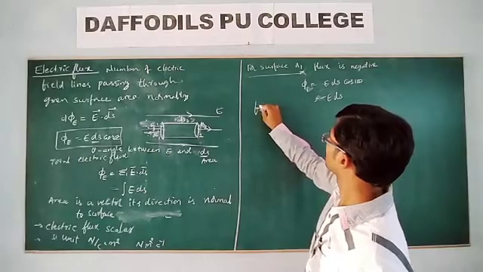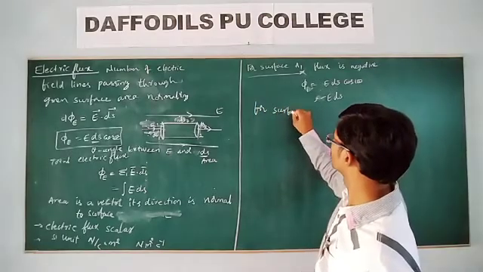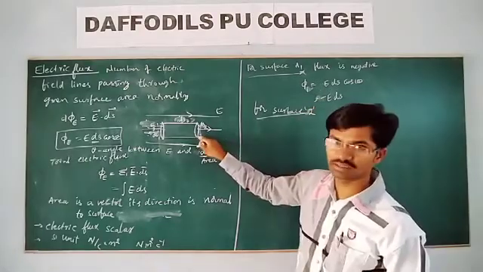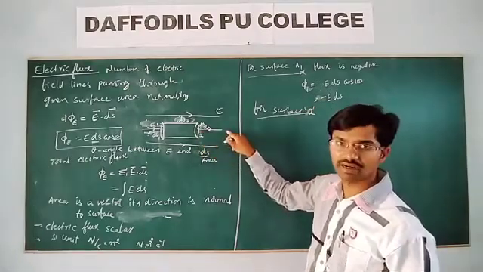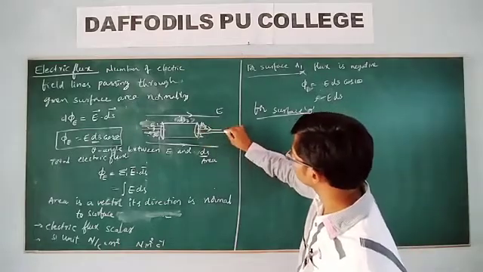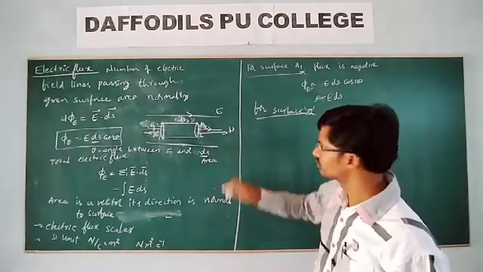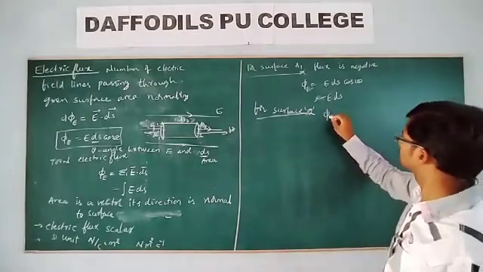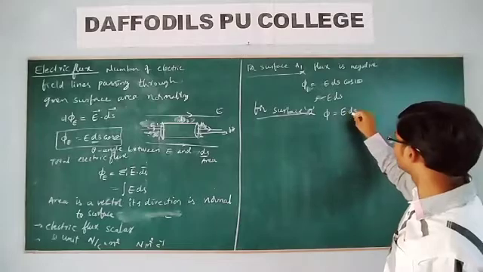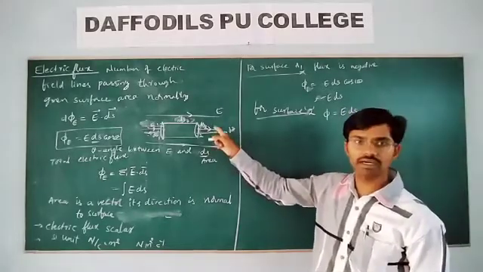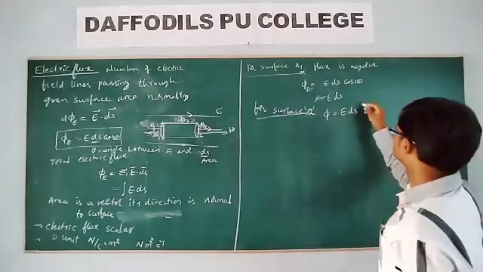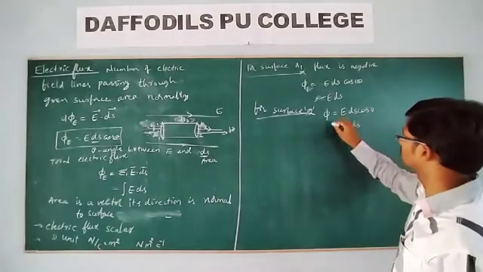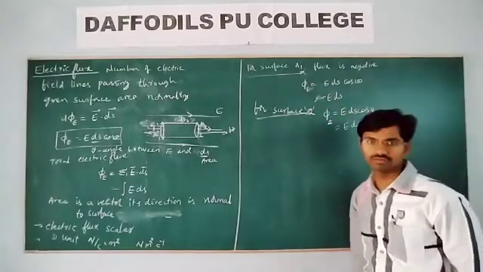Similarly, for the second surface, the electric field is in this direction and the area vector ds is outward. Then the flux is E ds. What is the angle between the area vector and the electric field? Zero. So E ds cos 0 is equal to E ds. Phi2 is E ds.